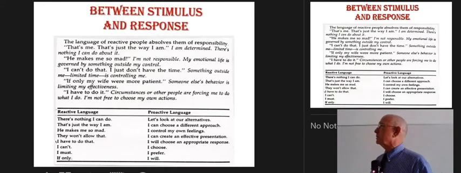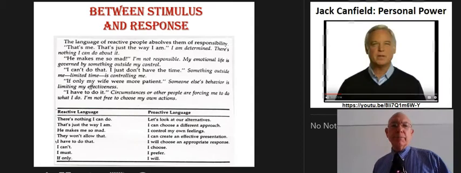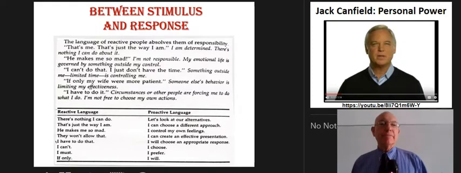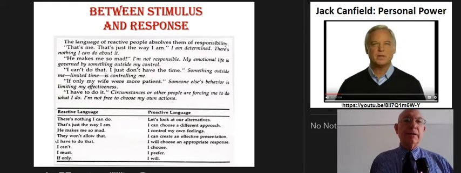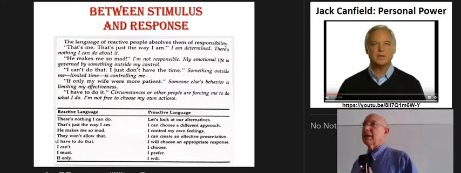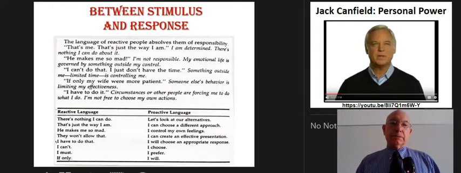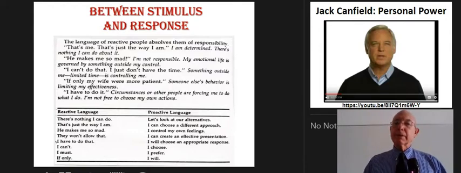This one's probably hard for you to see, but again, I put it in there. Basically, it's a reflection of that last slide, but it has some more details to it. Some of the things that you might hear from a reactive person: that's me, that's just the way I am. There's nothing I can do about it. If only my wife were patient. If only my boss understood me. If only my teachers appreciated me. Whatever. It's always somebody else's fault. You can look at that in more detail later.